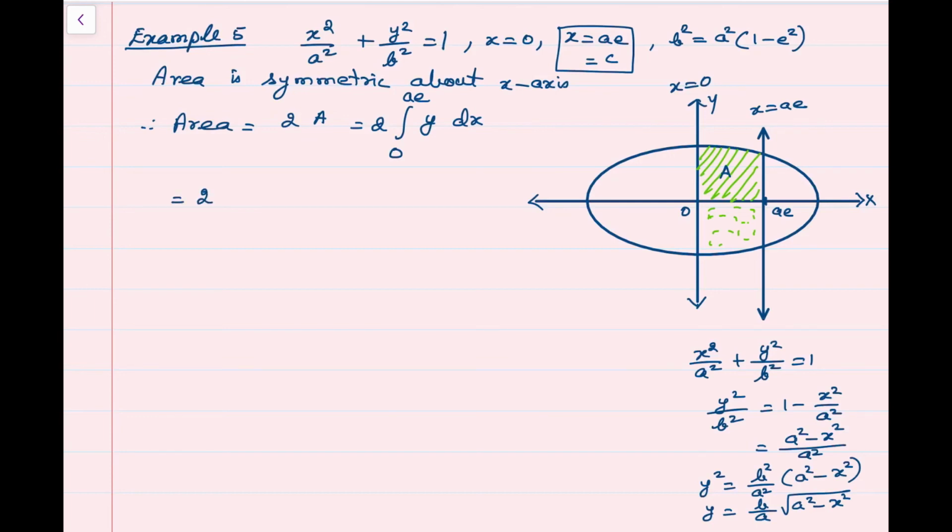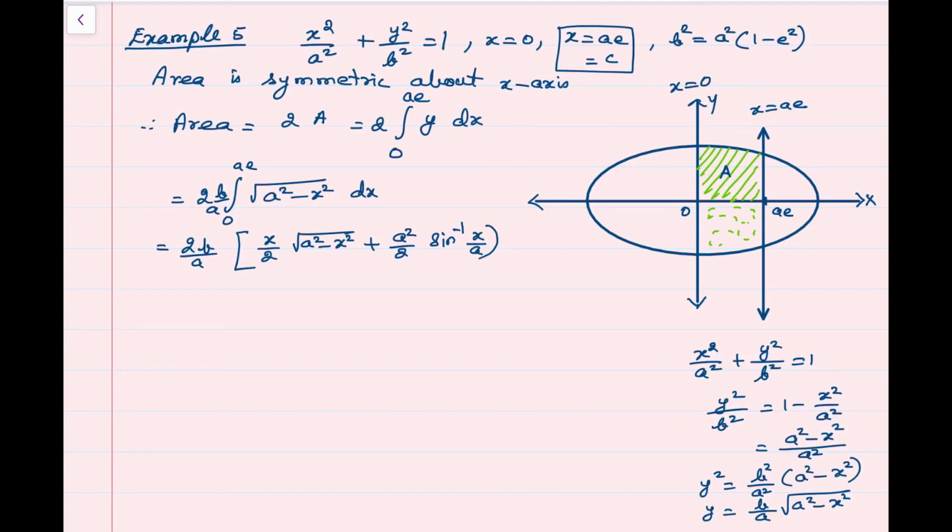Let us substitute for y. 2 times integral 0 to ae. Y is b by a times root of a square minus x square dx. The formula is x by 2 root of a square minus x square plus a square divided by 2 sine inverse of x divided by a. I am repeating, we will get this formula only when we have circle or ellipse in the question.